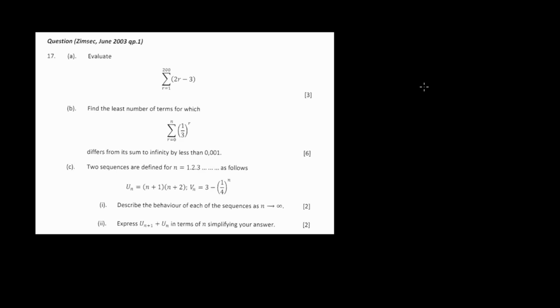In today's lesson, we want to look at a ZIMSEC question. It was written in June 2003. So this is the question we have. We will do part A first, then B, then C. But what we are going to do is first remove part A to save our space, then remove part B, and lastly do part C.